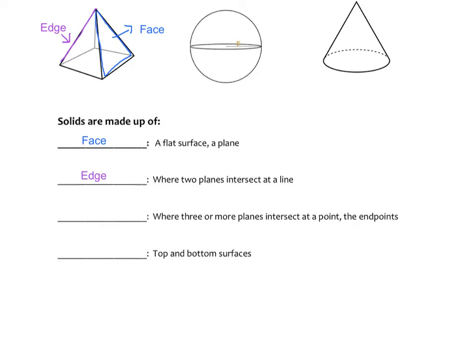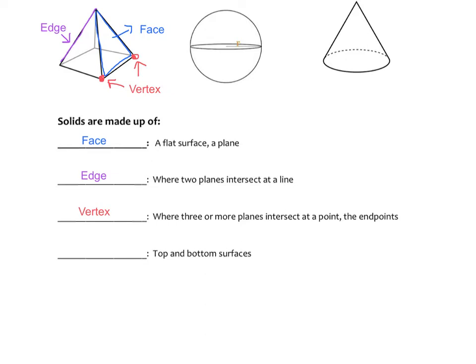The next part a solid is made up of is a vertex. A vertex is where 3 or more planes intersect at a point, also known as the endpoints. Let's again refer back to our square pyramid. A vertex, also known as an endpoint, is right here. That is a vertex. That is also a vertex. It is where 3 or more planes intersect.